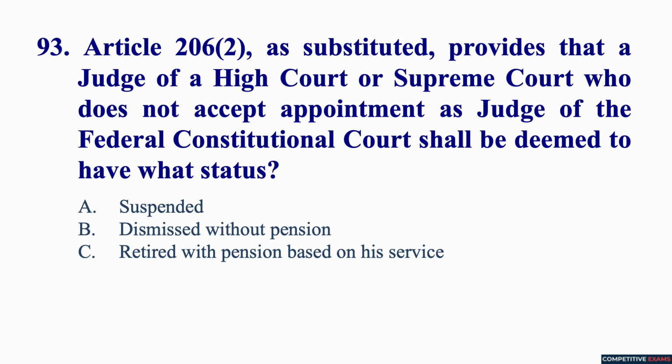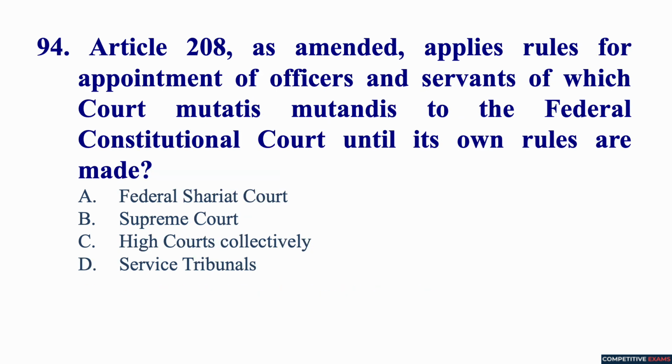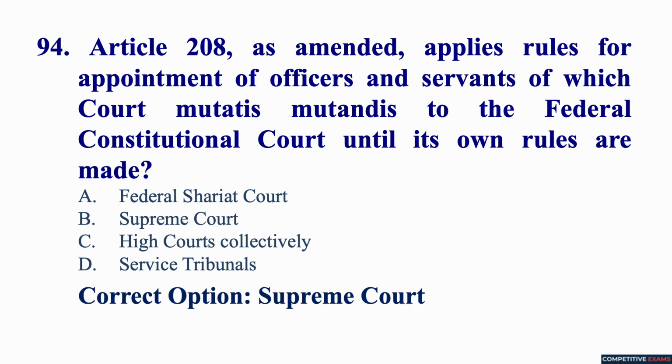Article 206(2), as substituted, provides that a judge of a High Court or Supreme Court who does not accept appointment as judge of the Federal Constitutional Court shall be deemed to have what status? Retired with pension based on his service. Article 208 is amended, applies rules for appointment of officers and servants of which court mutatis mutandis to the Federal Constitutional Court until its own rules are made. Supreme Court.